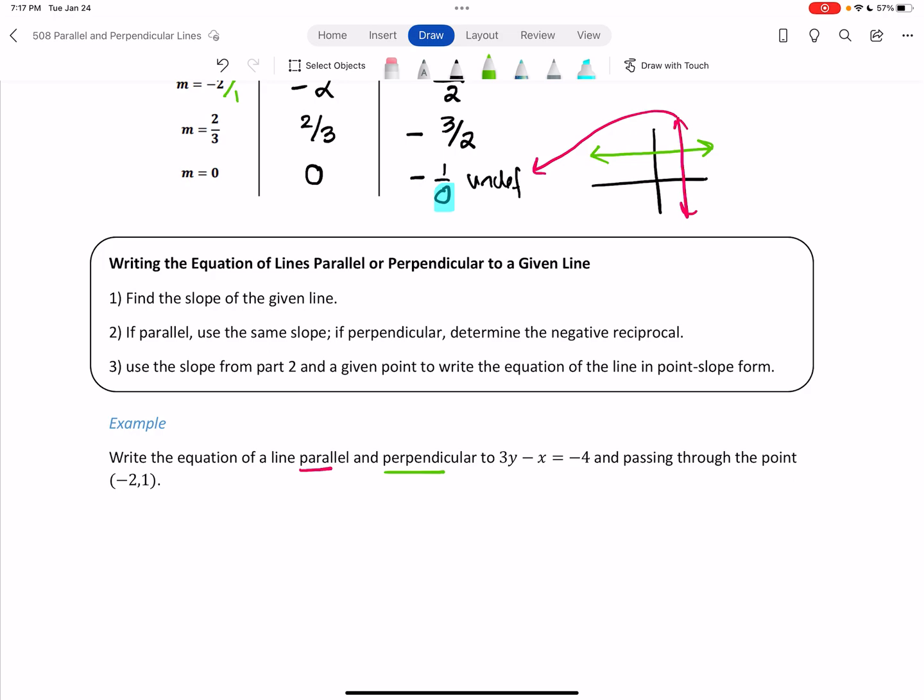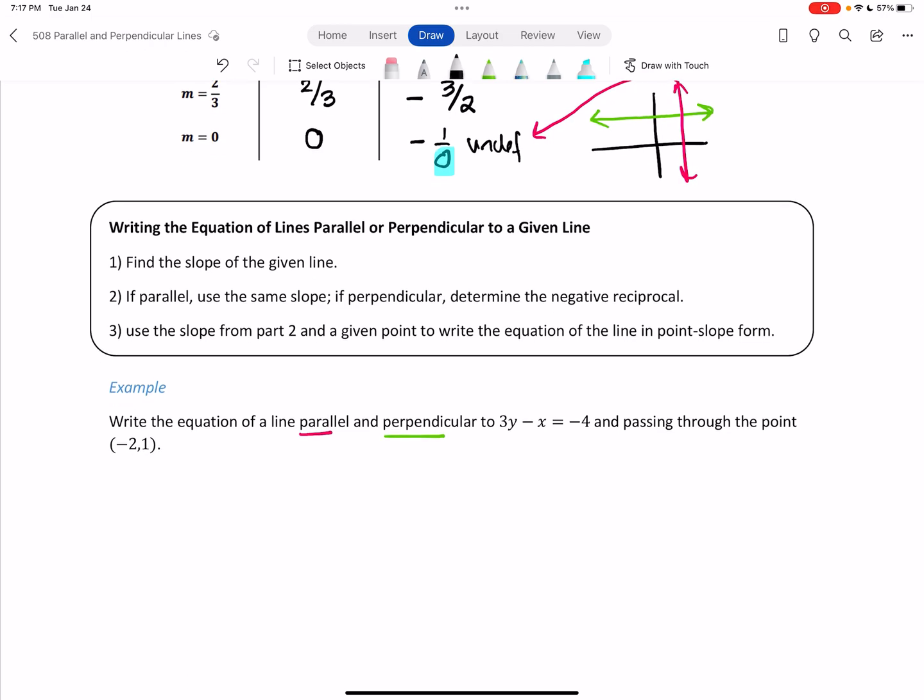To this equation, 3y minus x equals -4, passing through the point -2, 1. So to start, I need to take this equation, 3y minus x equals -4, and find the slope. If I know y equals mx plus b, then I could solve for the slope. So I'm going to solve for y. So add x to both sides. 3y is x minus 4. Divide everybody by 3.